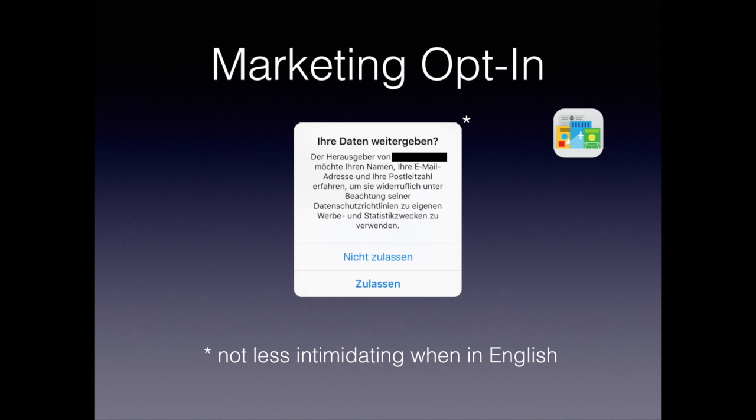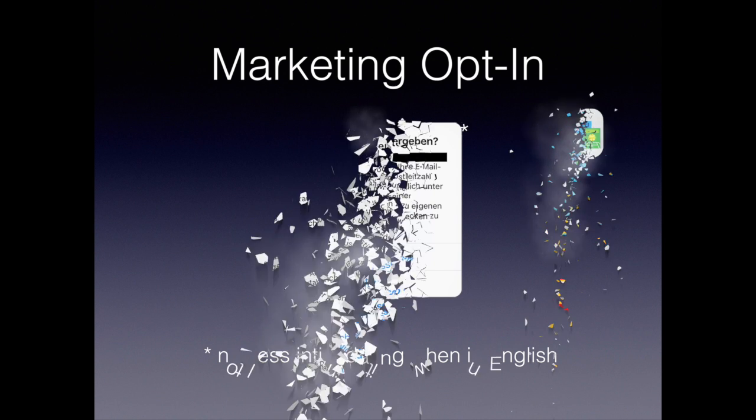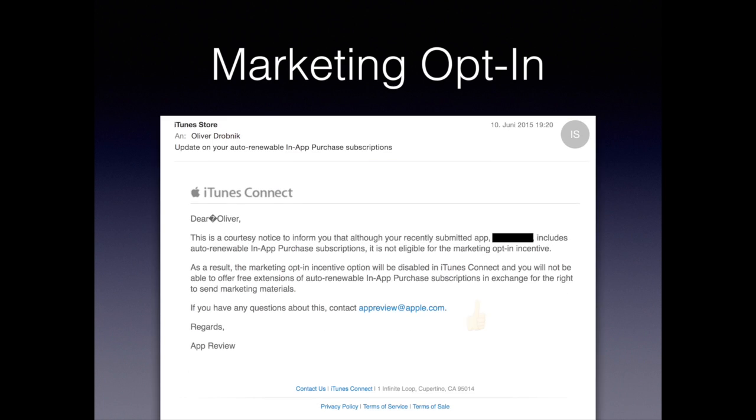But this was the thing that stressed several developers initially. But actually, this dialogue has to do with Newsstand. If you don't opt into Newsstand for your productivity app, because you don't need to, because it's not a magazine, then all of this goes away and doesn't appear anymore. But rather, you get a nice email from the app review team that informs you that the marketing opt-in is not possible for your app. Yoo-hoo!